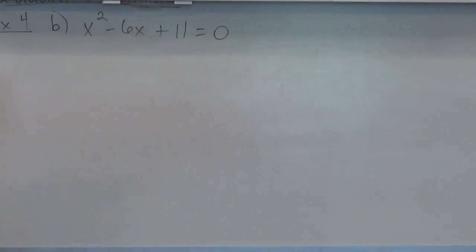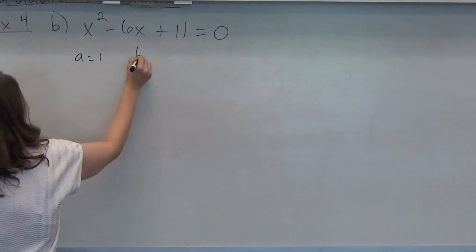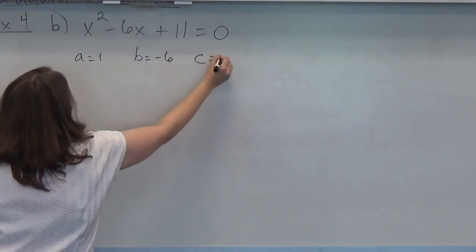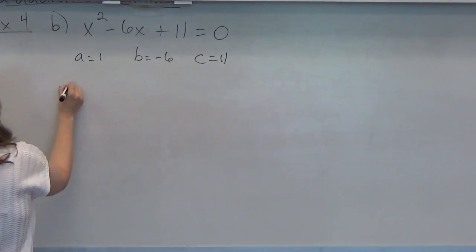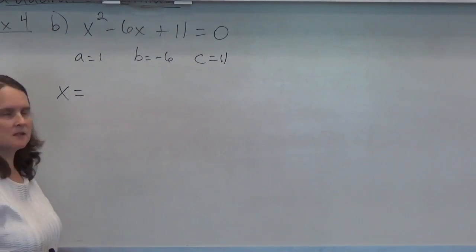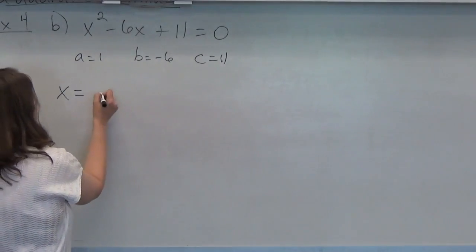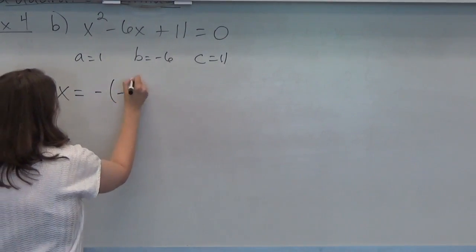Okay, so we're going to use the quadratic formula to solve x squared minus 6x plus 11 equals 0. This time a is 1, b is negative 6, c is 11. So we'll have x equals negative b, which means I'm going to do the opposite of b. My negative 6, the opposite of negative 6, is going to be positive 6. Or if you need to, you can write negative parentheses negative 6.